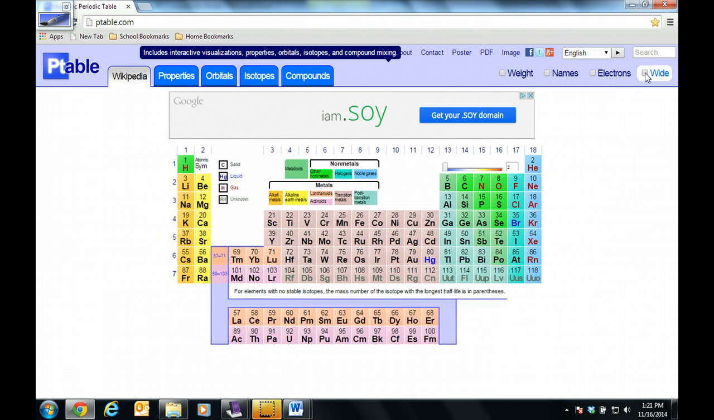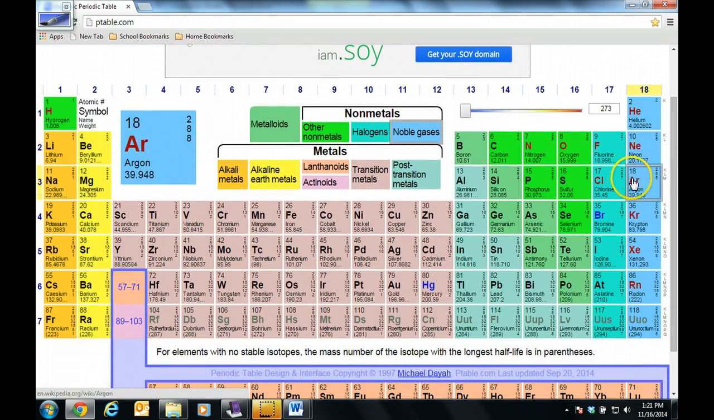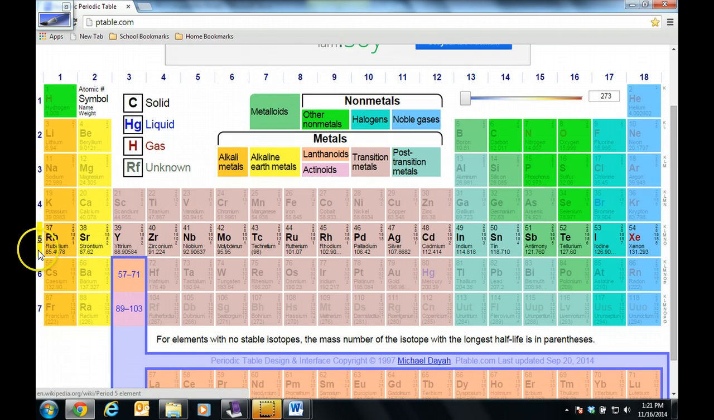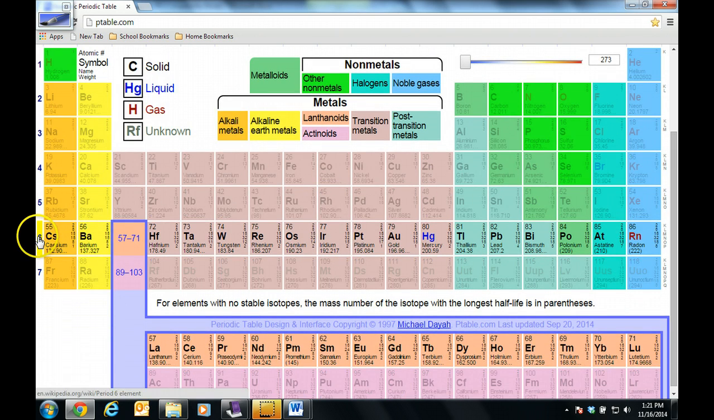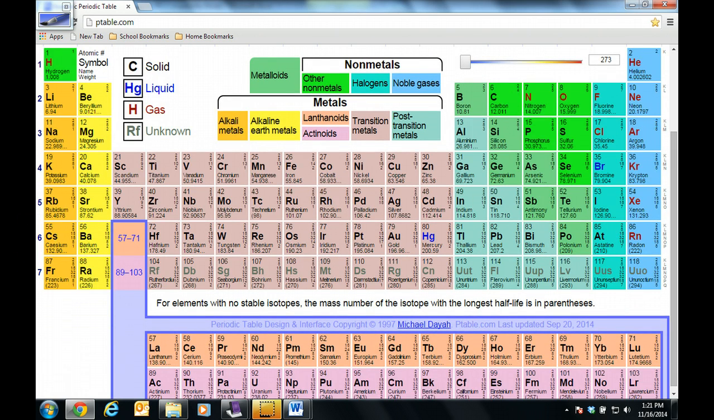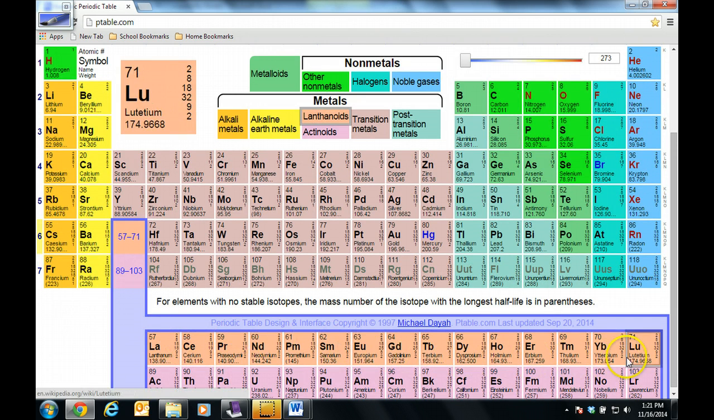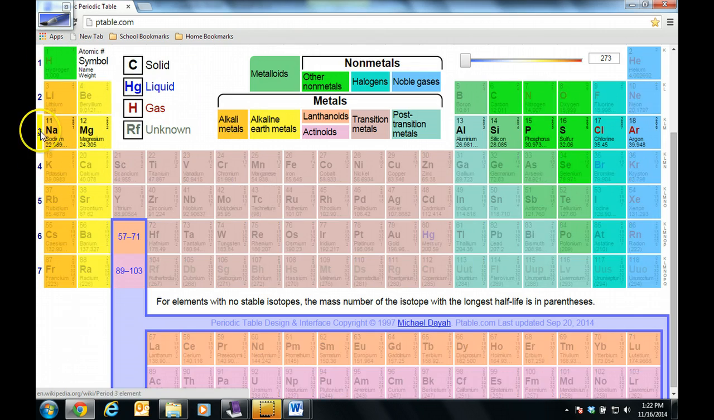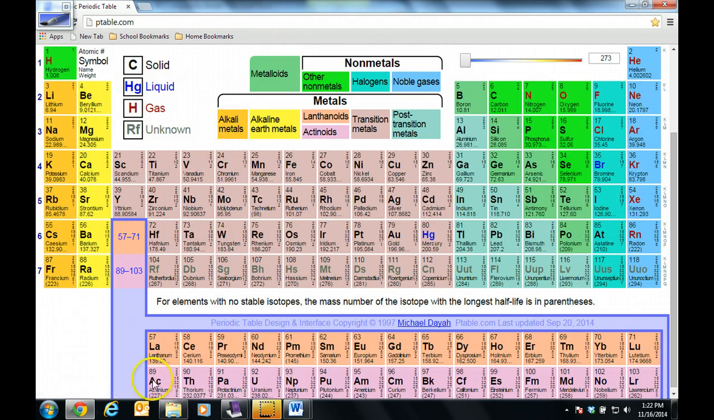Uncheck that check mark, and it goes back, but still, you can see 2 in the first row, 8 in the second and third, 18 in the fourth and fifth. But then in order to see row 6, you just have to realize that this part of this row is inserted down here, and it's the same way with 7. So 2, 8, 8, 18, 18, 32, 32.